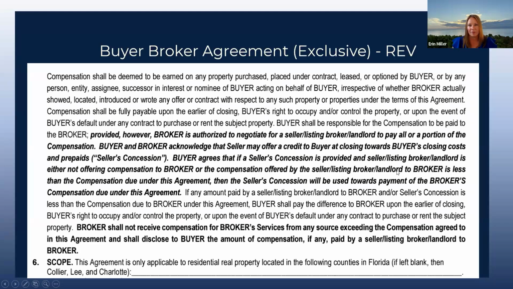Now, paragraph 6, real quick before we go back into the red line, this agreement is only applicable to residential real property in the following counties in Florida. So you get to define the geographical scope of your relationship. If there's nothing listed in paragraph 6, the default is that this agreement will cover Collier, Lee, and Charlotte counties. If you only intend to work in Collier County, then of course you can define the geographic scope of your relationship with the consumer.